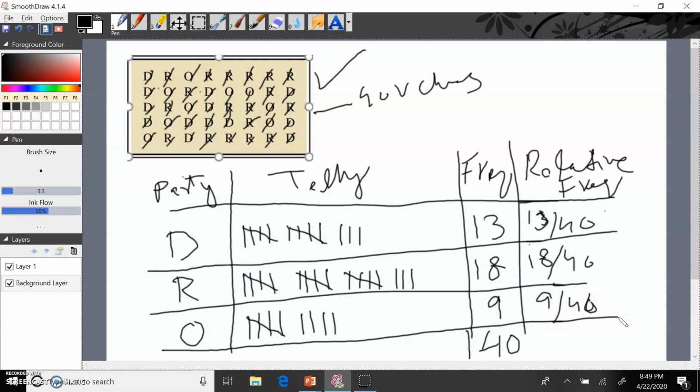And one other important thing, if you add the relative frequency column, the answer always comes out to be 1. That's one of the properties. So you need to remember this property, that the sum of all frequencies is always equal to the total number of observations, and the sum of all relative frequencies is always equal to 1. That's how you make a frequency and a relative frequency distribution, and that's how you're going to work.